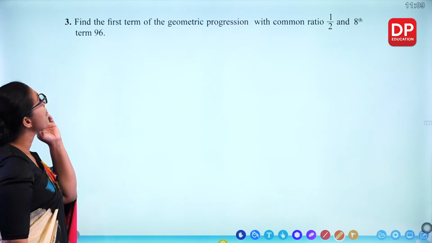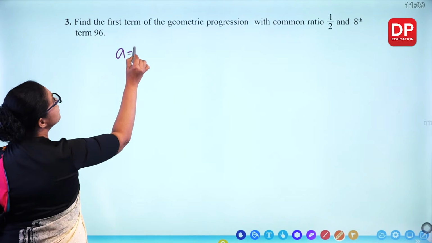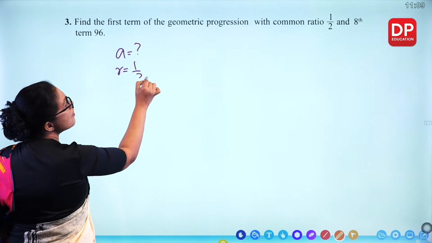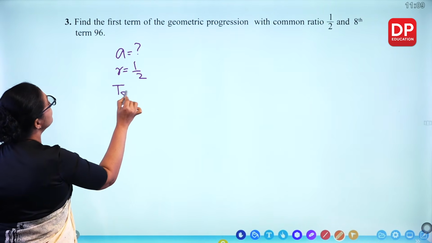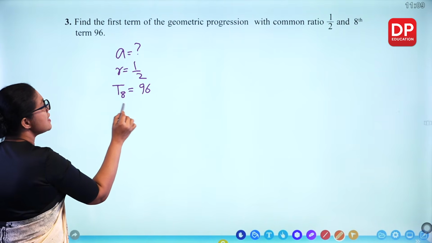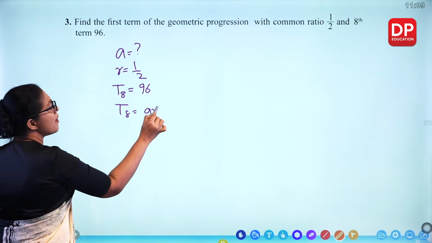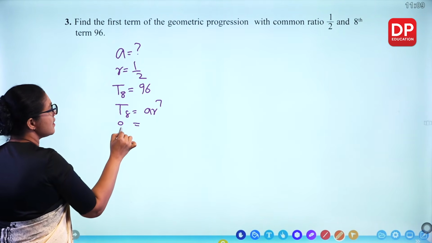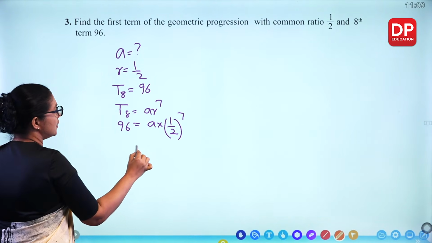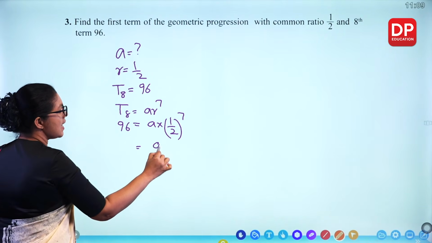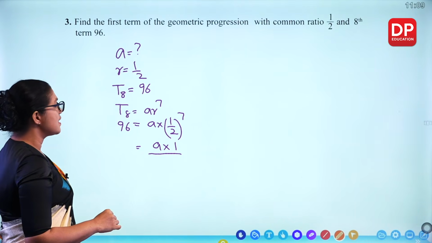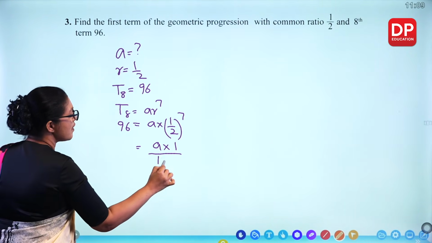Question number 3. Find the first term of a geometric progression with common ratio half and eighth term as 96. Use the formula. What is T8? T8 is ar to the power 7. That's given 96. r is half. When you simplify, you get a times 2 to the power 7. 2 to the power 6 is 64. 2 to the power 7 is 128.